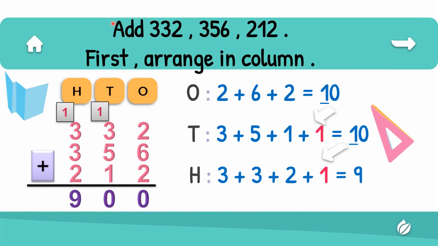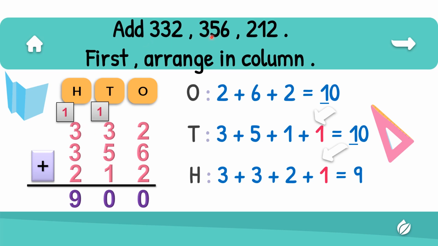Next example, add 332, 356 and 212. First, arrange in column. Write ones, tens, hundred on your copy. Now start arranging. First number 332. You have to start writing from your right hand side. First write 2, then write 3 and then write 3 on 100 place.